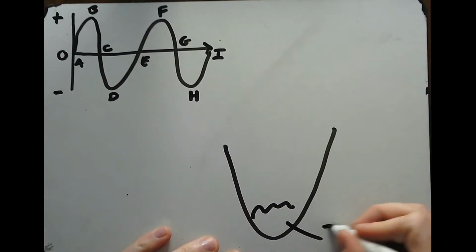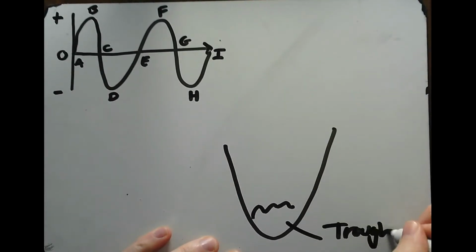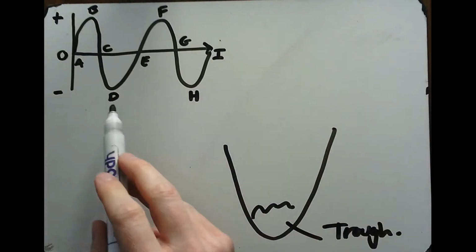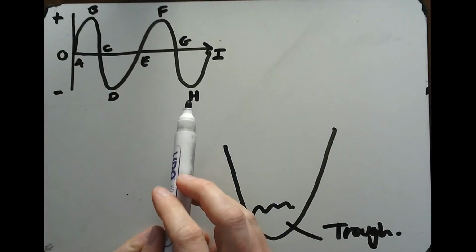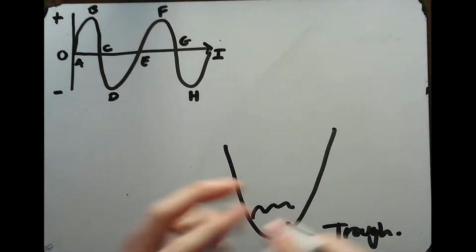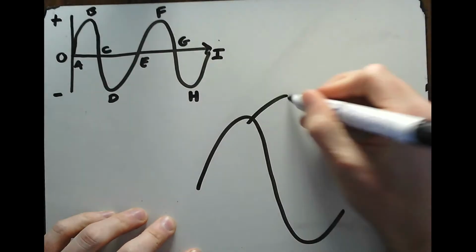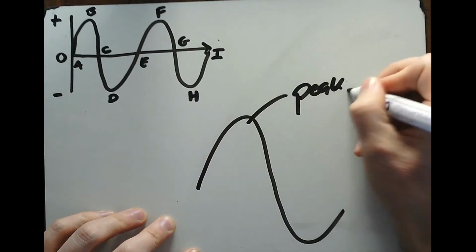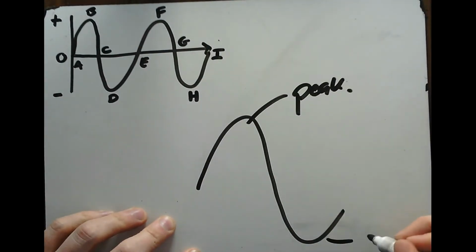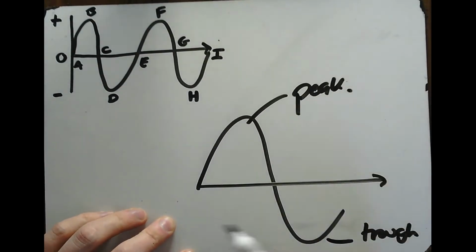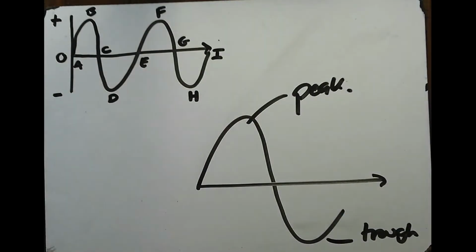So the trough is the bottom part of the wave. All right, so this is part D, and part H, that is your trough. So far, when we're drawing our waves, we've got a peak, and we have got a trough. Remember, we need that line in there, the zero displacement.